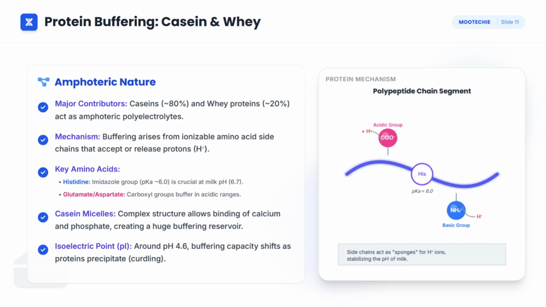Casein micelles have a complex structure that allows binding of calcium and phosphate, creating a huge buffering reservoir. The isoelectric point, or pI, is around pH 4.6, where buffering capacity shifts as proteins precipitate, which we see as curdling. A diagram of a polypeptide chain segment would show various side chains acting as sponges for H+ ions. It would highlight an acidic group, like COO-, a histidine group with a pKa of 6.0, and a basic group like NH3+, all working together to stabilize the pH of milk.